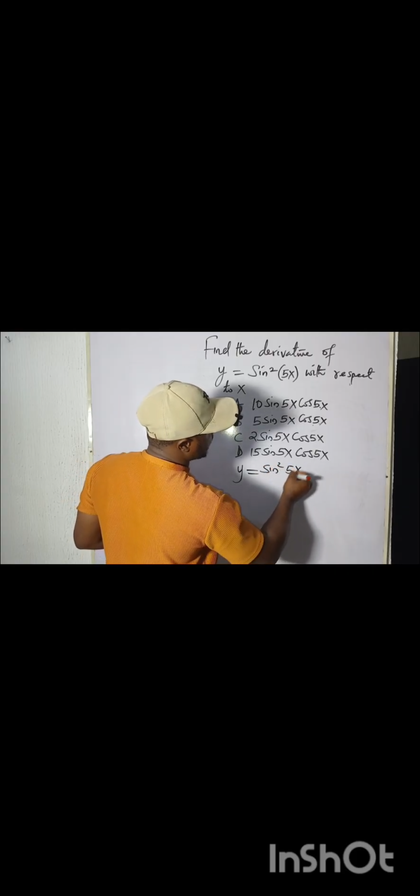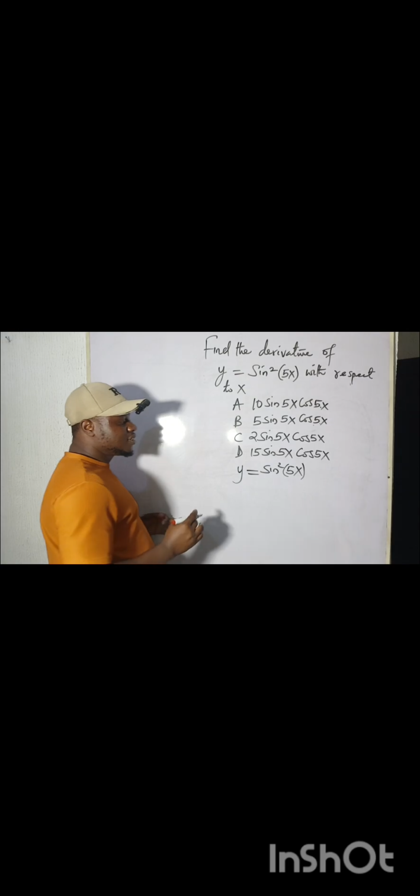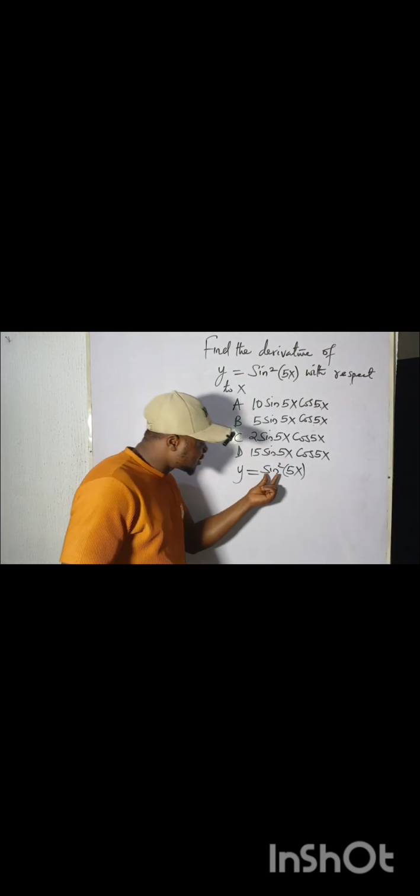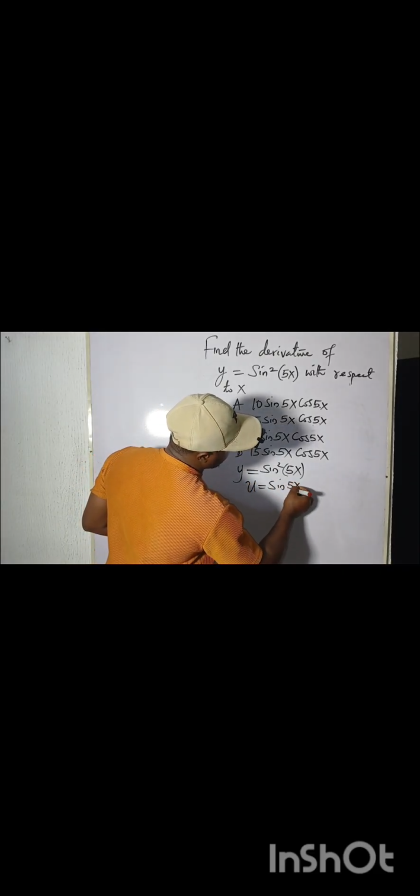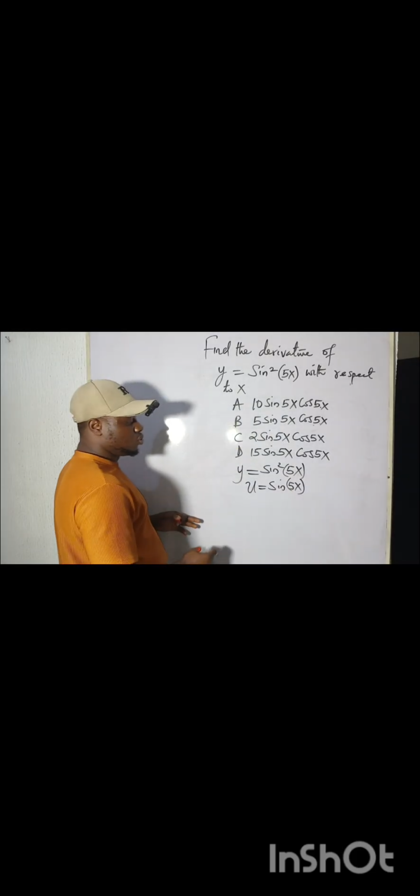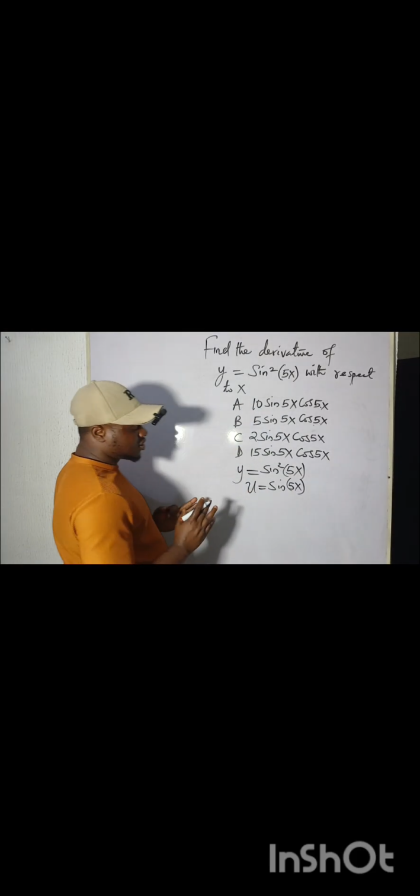Okay. Solution, we have y is given as sine squared 5x. The first thing you are going to do is, because the sine of this 5x is squared, assign that u is equal to what? Sine of what? 5x. Okay? So u is equal to sine 5x. Since u is equal to sine 5x, we are going to get du/dx.